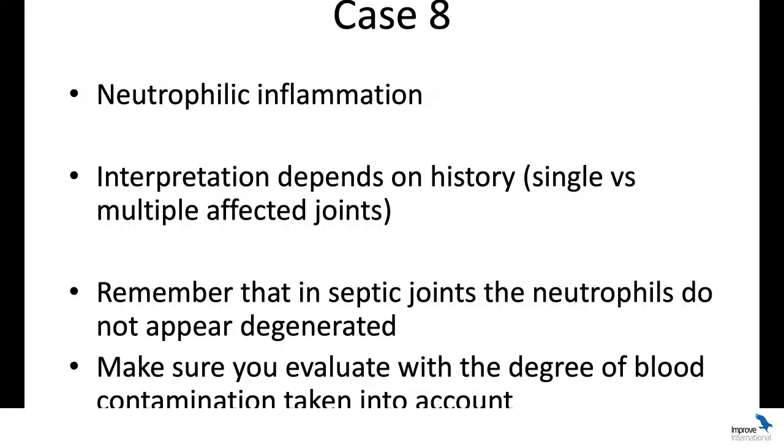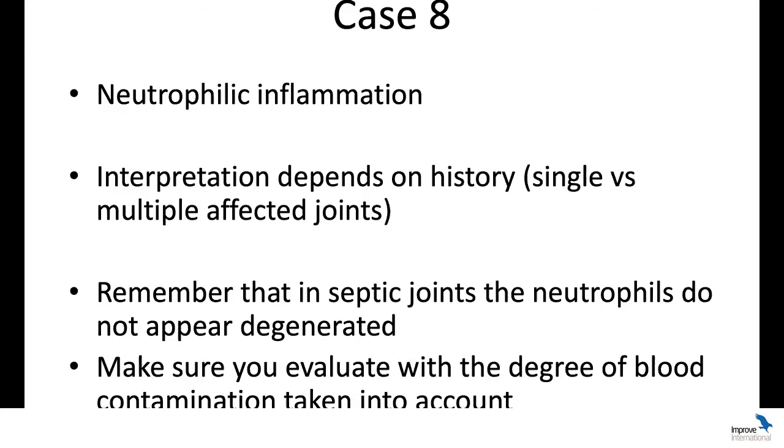So case number 8 was neutrophilic inflammation. Again, that interpretation really depends on history because we're talking about joints, so single versus multiple affected joints, different thoughts in terms of whether it's likely to be septic or not. Just that reminder again, in septic joints the neutrophils do not appear degenerate, and it's really unusual that we find organisms in these joints even when they are septic, so it's worth sending them for culture.